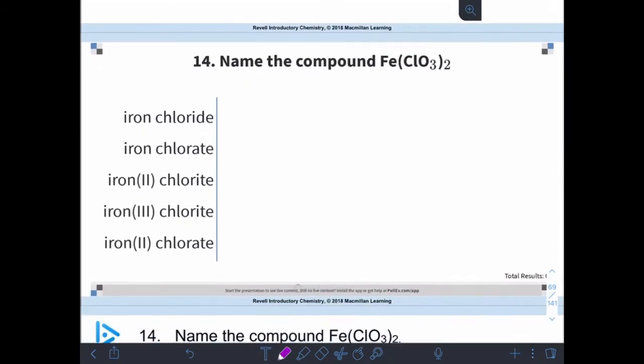What is the name for Fe(ClO3)2? So this is our chlorate ion. And chlorate, ClO3, is a 1- ion. And I have 2 of them. So I've got a total of 2 minuses.